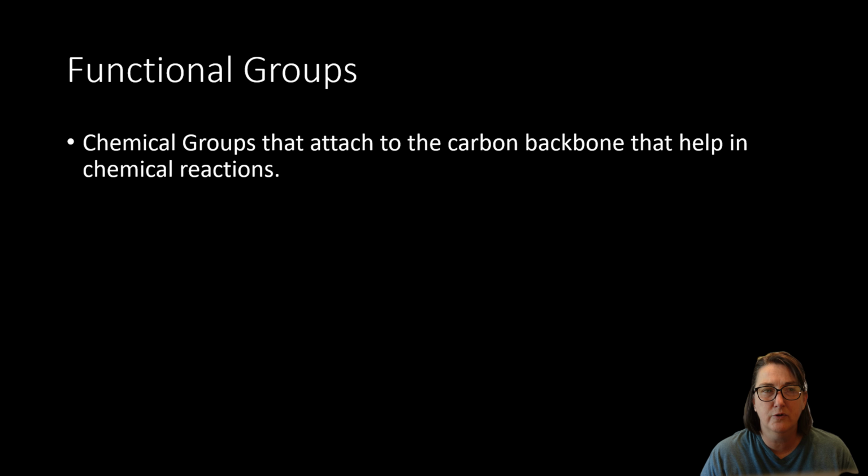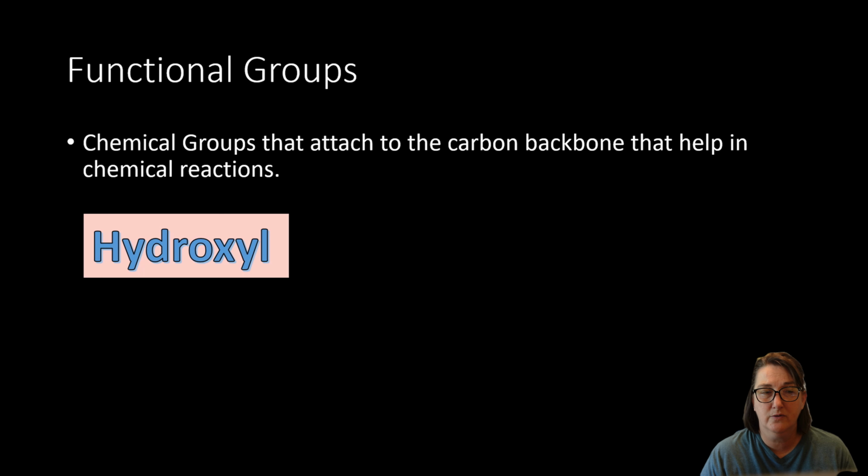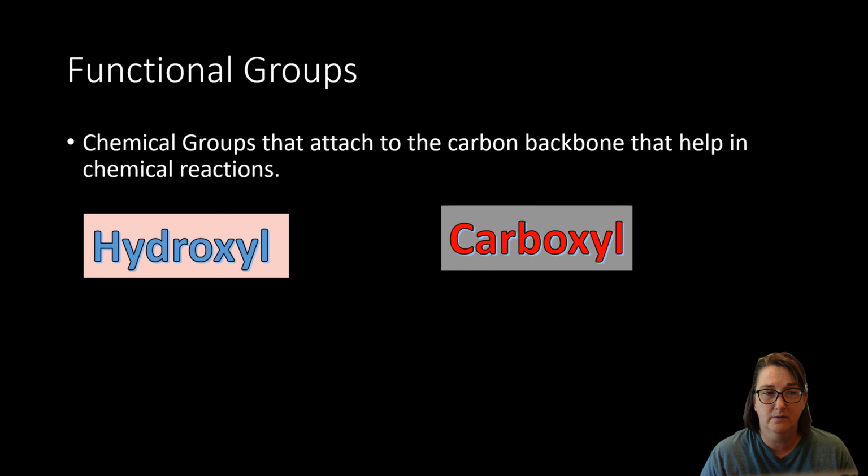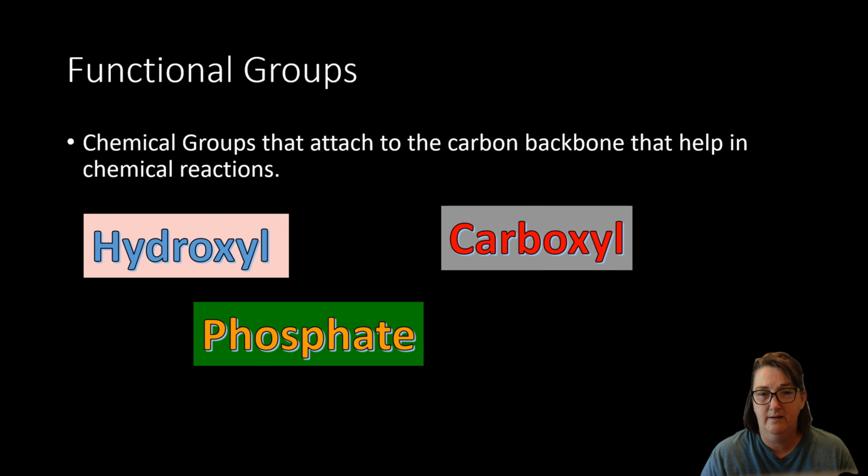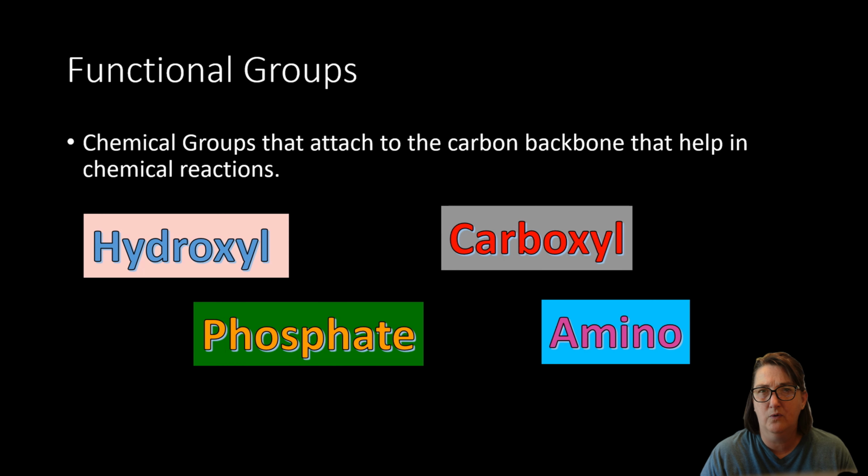So your functional groups, there's 4 main ones we're going to talk about for Intro to Biology. They're going to be your hydroxyl, carboxyl, your phosphate, and your amino group. These are the 4 big ones we kind of use a lot in Intro to Biology. If you're in AP Biology, there's 7, and I go more into depth with those in my AP Biology video.